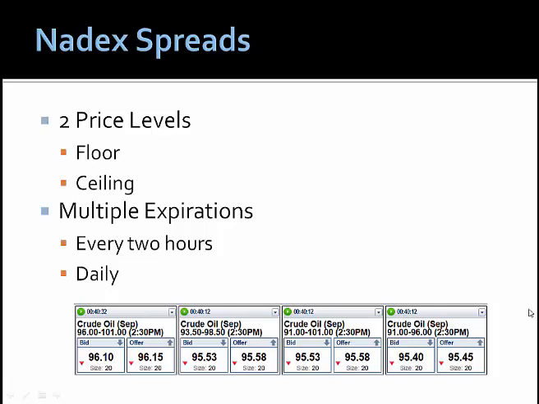The floor is always the price on the left hand side. In this case it's $96. The ceiling is always the price on the right hand side, which in this case is 101. The price that you pay on entry is either the bid or the offer. If you are looking to go short, you sell the bid. If you're looking to go long, you buy the offer.